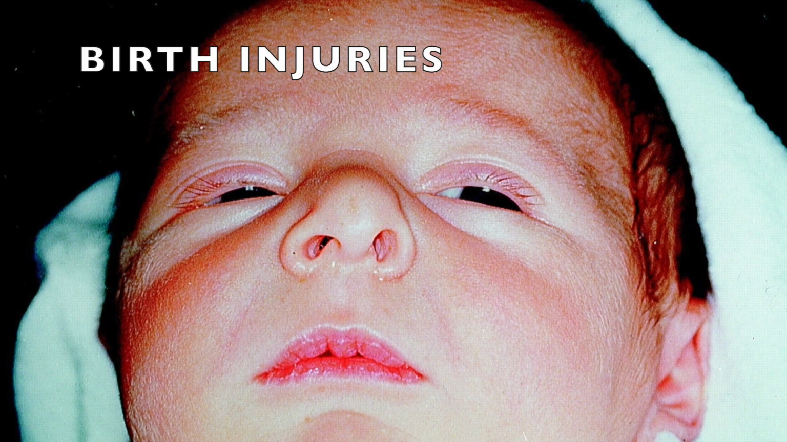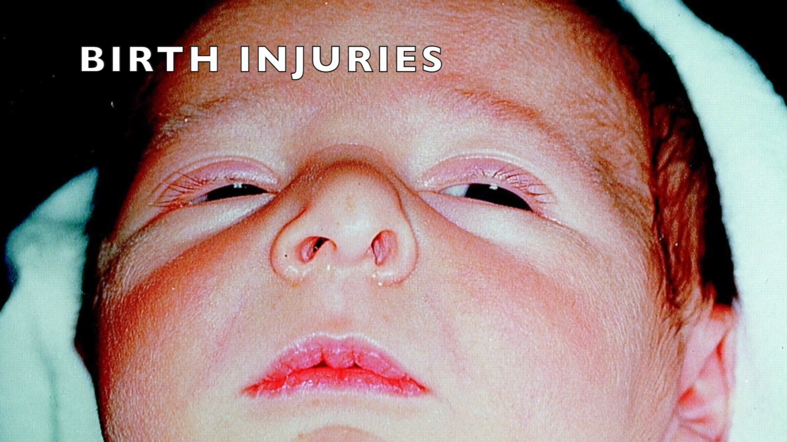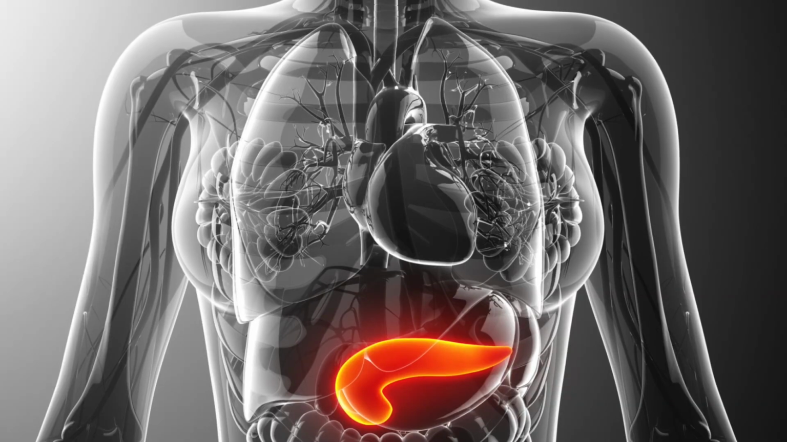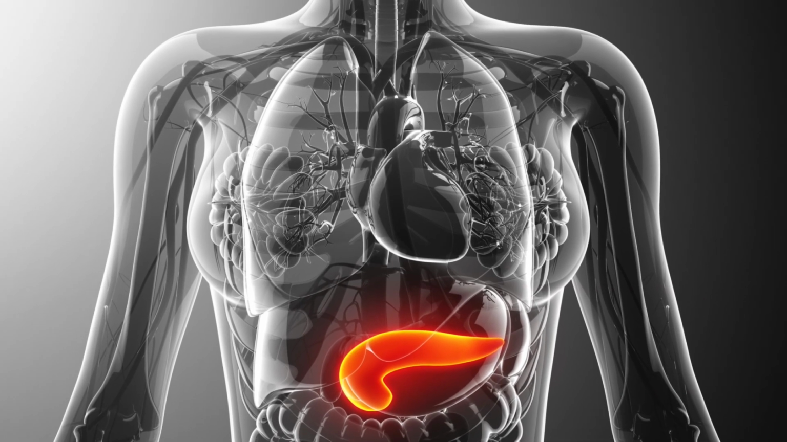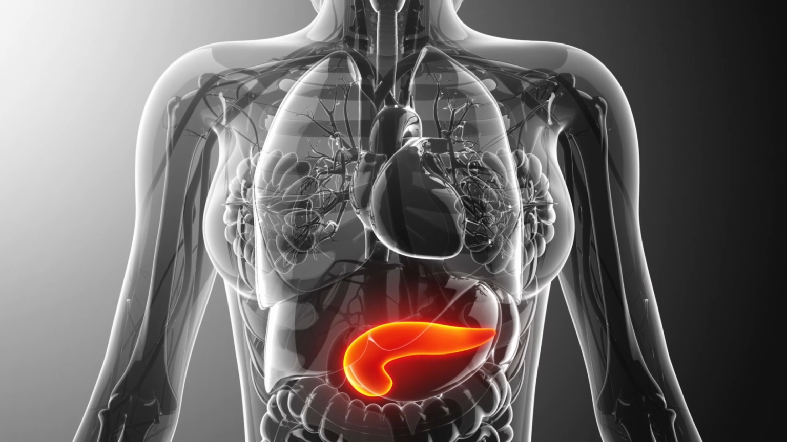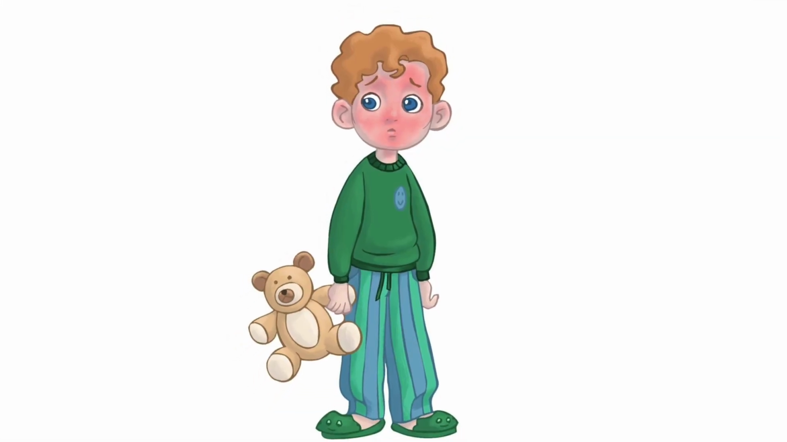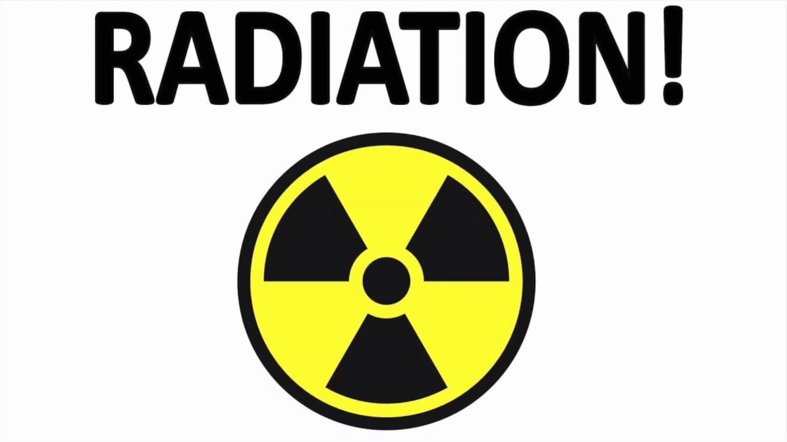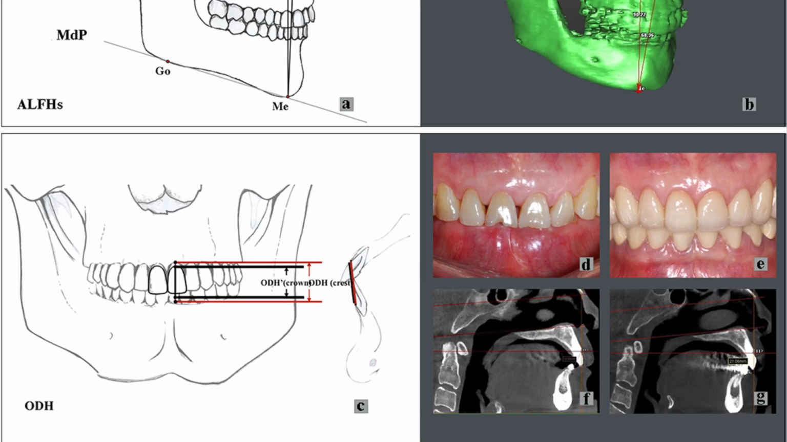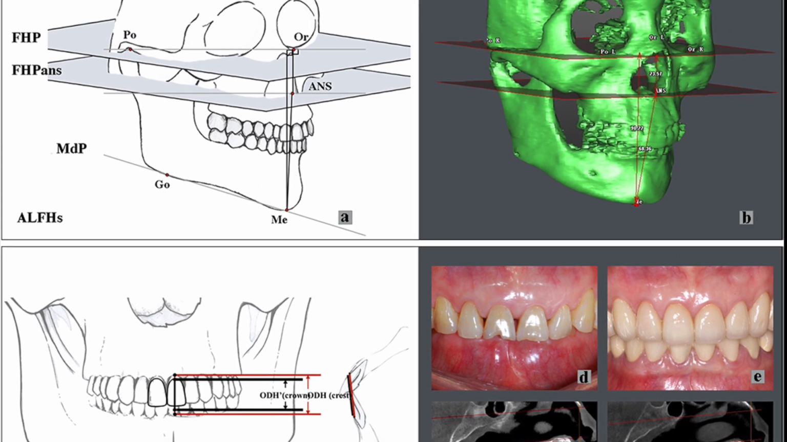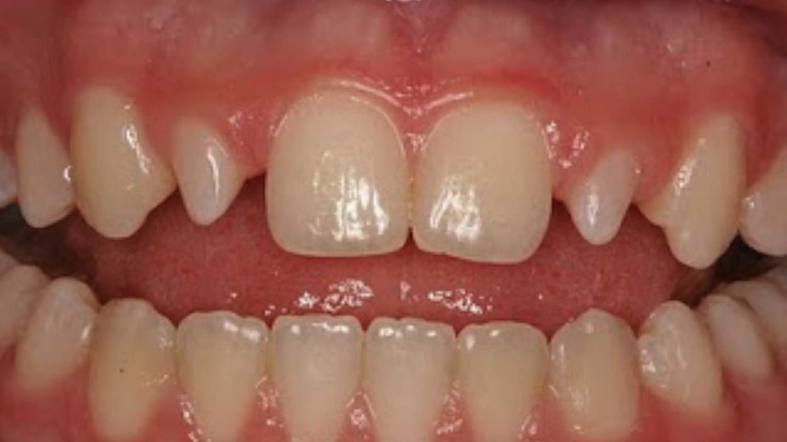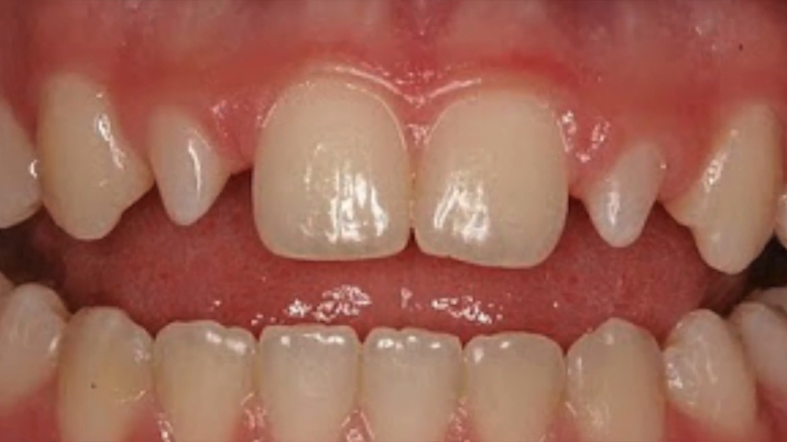In general, we have birth injuries, abnormalities of relative growth of the different body organs, endocrine disturbances, nutritional disturbances, childhood diseases, and radiation. In local, we have abnormalities of the dentofacial complex and abnormalities of the tooth development.